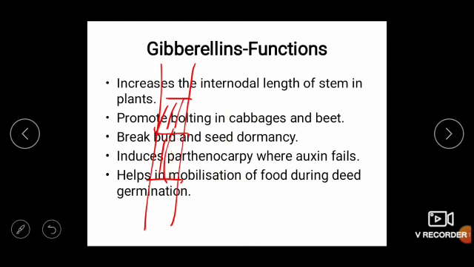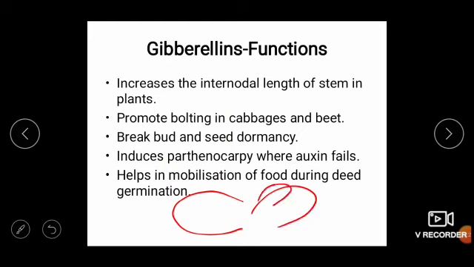Then after that, it promotes bolting. Bolting means, in rosette plants like cabbages as well as beet, where the leafy part is too much, the stem is reduced. If you want the stem to grow very fast, what should you do? You just apply gibberellins over it. Spray gibberellins, and you'll find the reduced stem will start growing and producing the inflorescence or the flowers, and finally the fruit and the seeds.